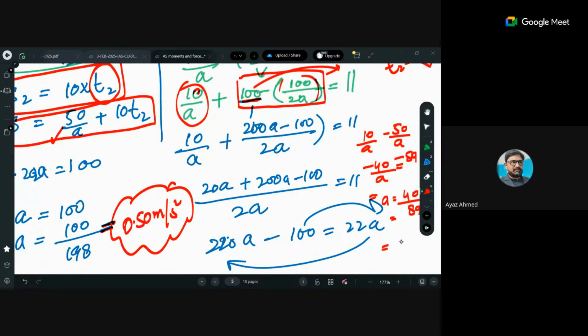Yes, shortcut. Instead of this whole long procedure, this is a shortcut. So 40 divided by 89, calculate it please, what answer will come? Sorry, 40 divided by 89, not 98.